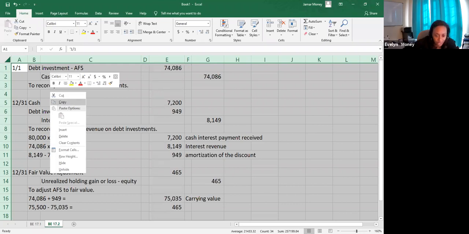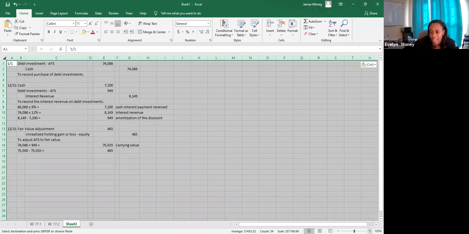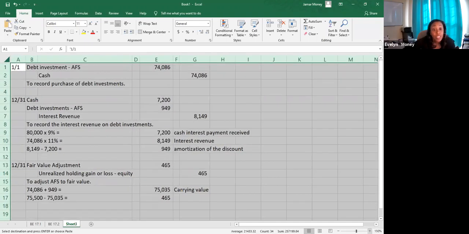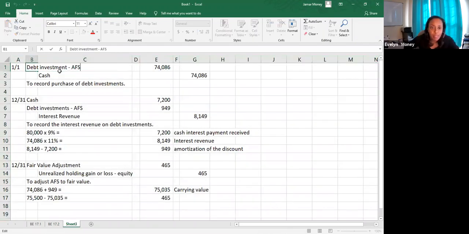Because when you have a trading security, all of the information remains the same as an available for sale security, with the exception of a couple of things. Now, we still are debiting debt investment, but we're going to call it dash trading, and we credit cash. We're still going to debit cash for the cash interest payment that we calculated down here. We're still going to credit interest revenue for the 8149, and the difference between those two will still be debited to debt investments, only it's not AFS anymore, it is trading.